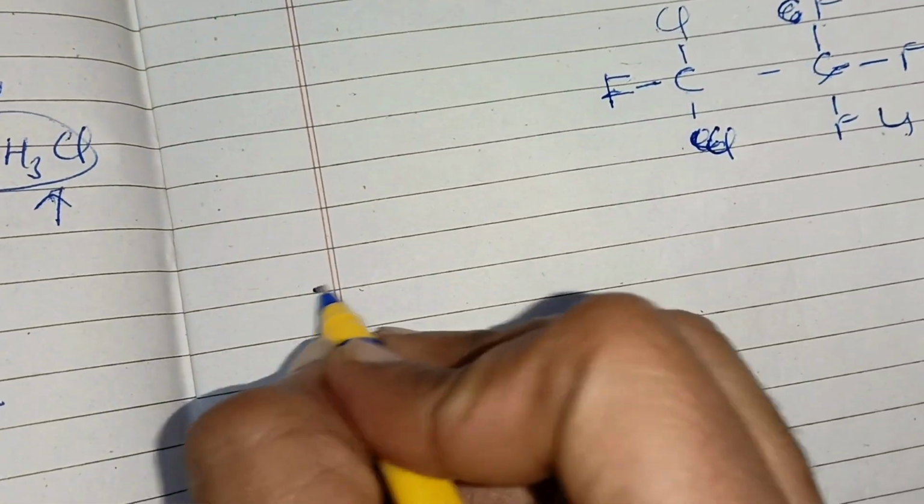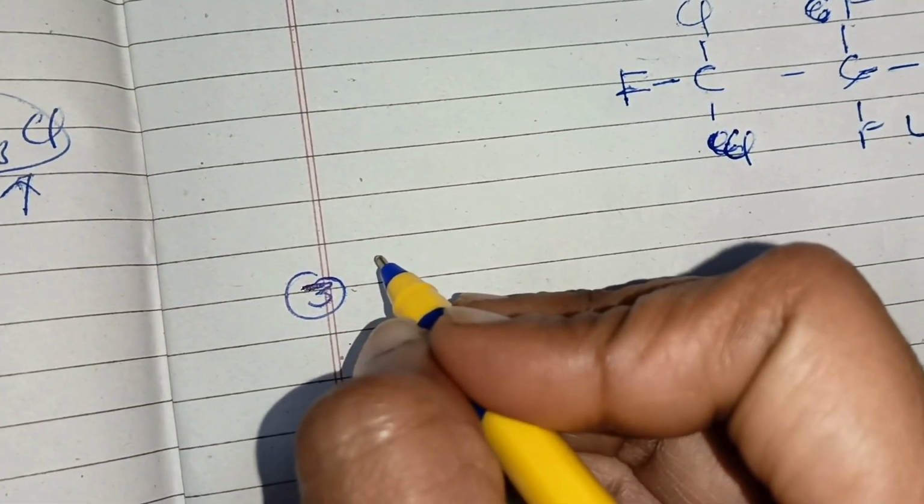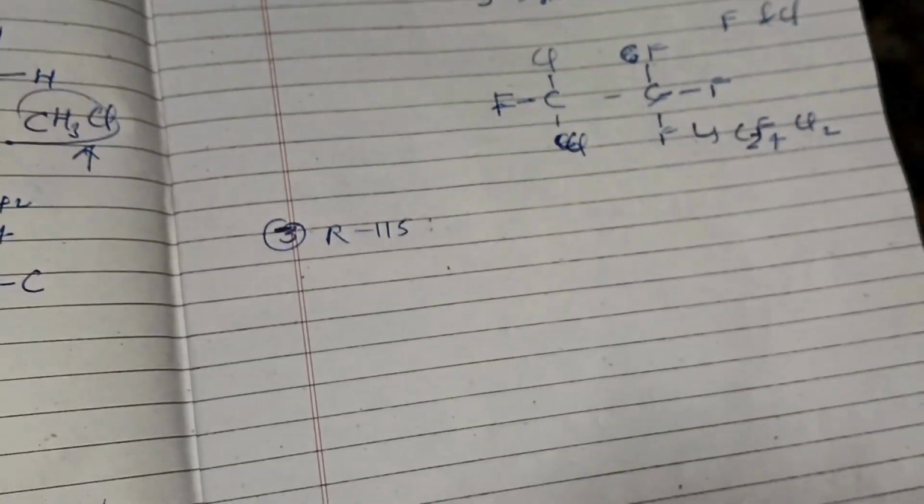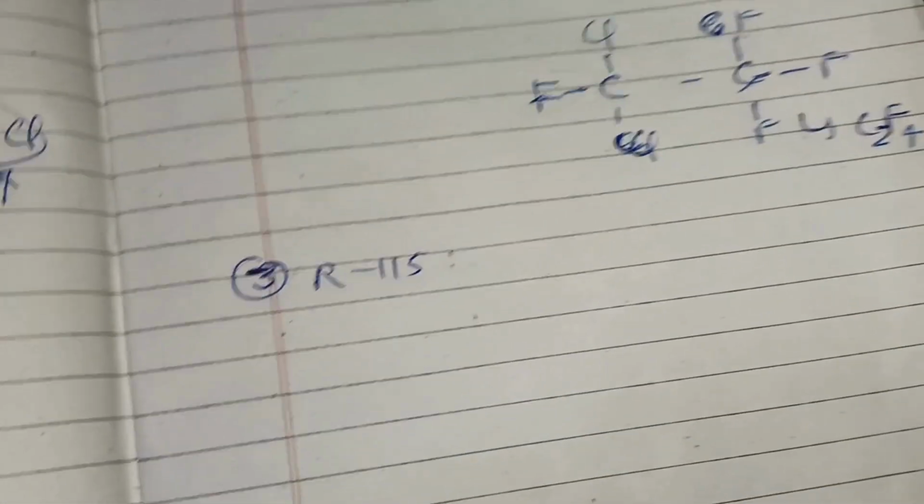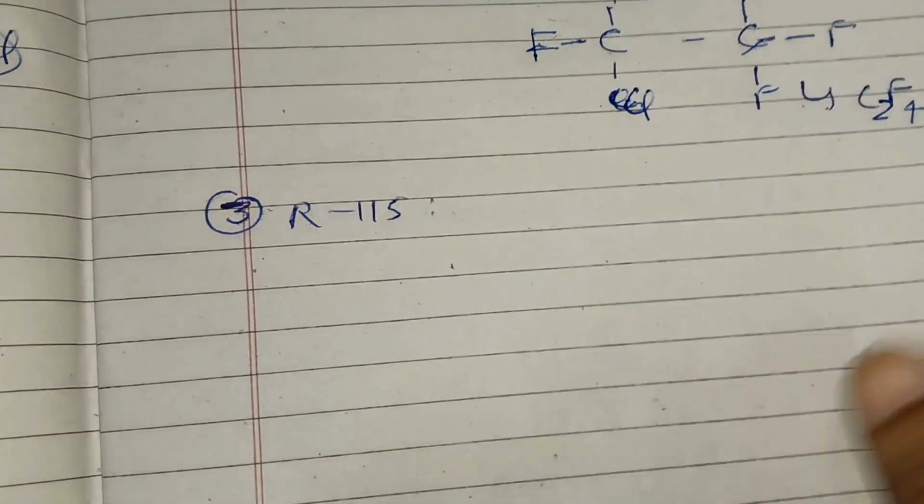Now let's advance to the third ethane based refrigerant. Again, this is R115. If you have seen this entire video, all of your confusions will go away, and you will land yourself in a very confident and comfortable position that you're not going to miss such questions.